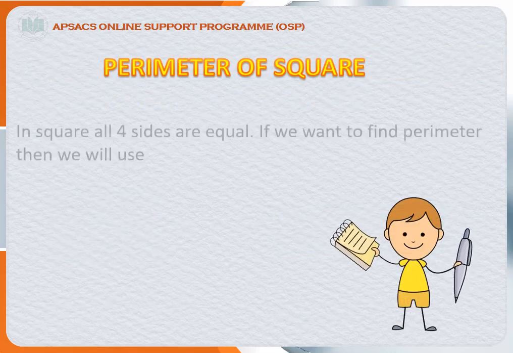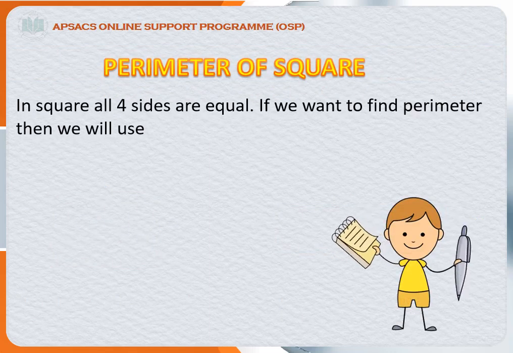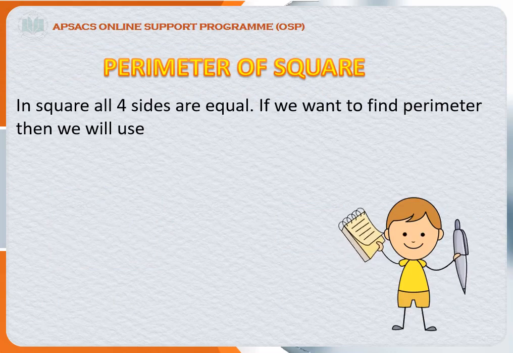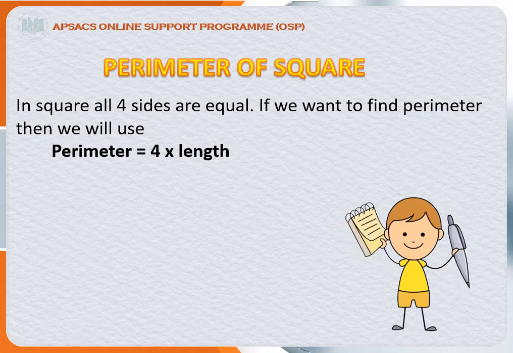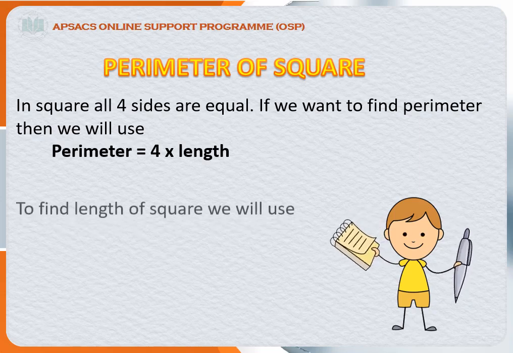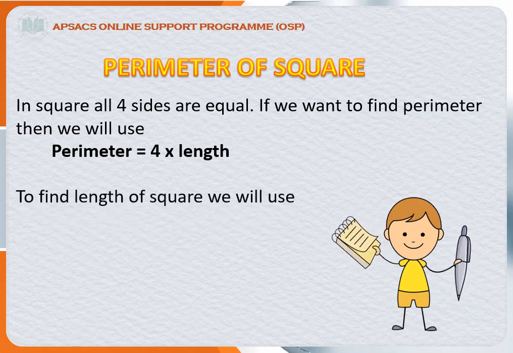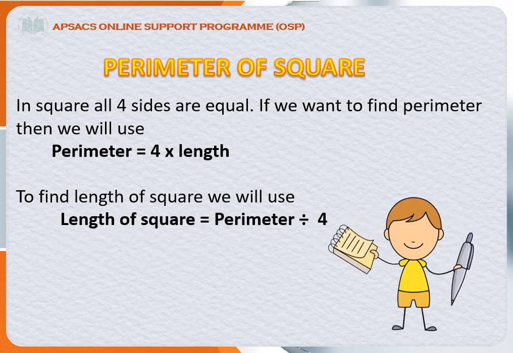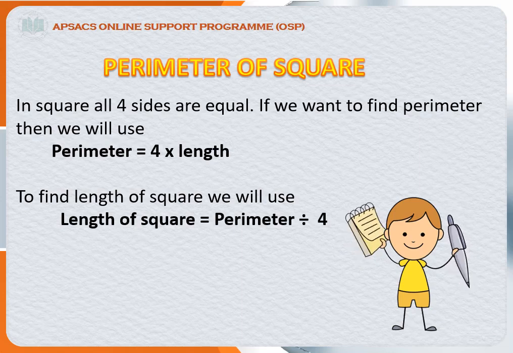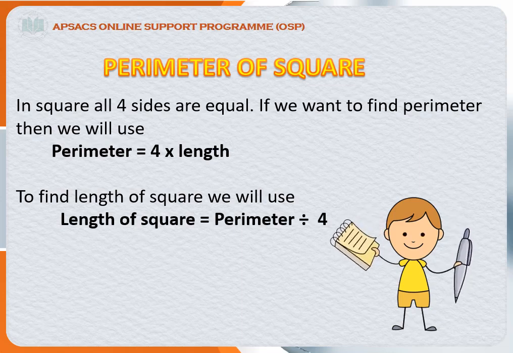Perimeter of a square. In a square, all the four sides are equal, so you will be using the formula perimeter equals 4 multiplied by length. But if you need to find out the length of a square, then you will be using length of a square equals perimeter divided by 4.